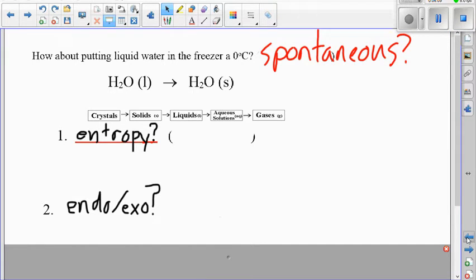I want you to tell me if that's spontaneous or not. So yes or no, and you should be able to give me a brief explanation of what it even means for something to be spontaneous. Chemically speaking, not like we spontaneously went to the mall the other day, not like that.